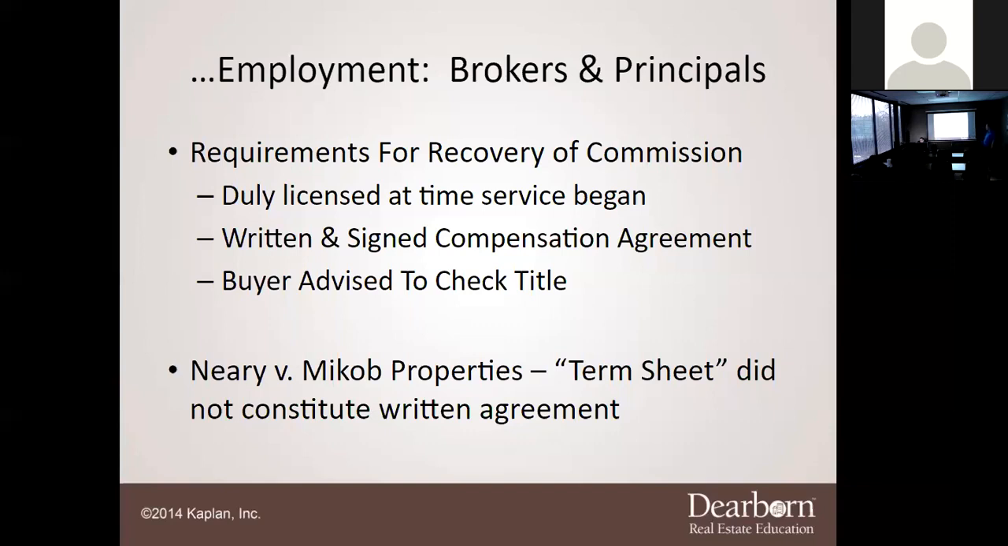Written and signed compensation agreement. There has to be a listing agreement. This is where you make your mistakes. People don't get their buyer representation agreement, because this is how they look at it. Mr. Cody, you got your real estate license. You just got it today. Congratulations. So Cody's now a real estate agent.